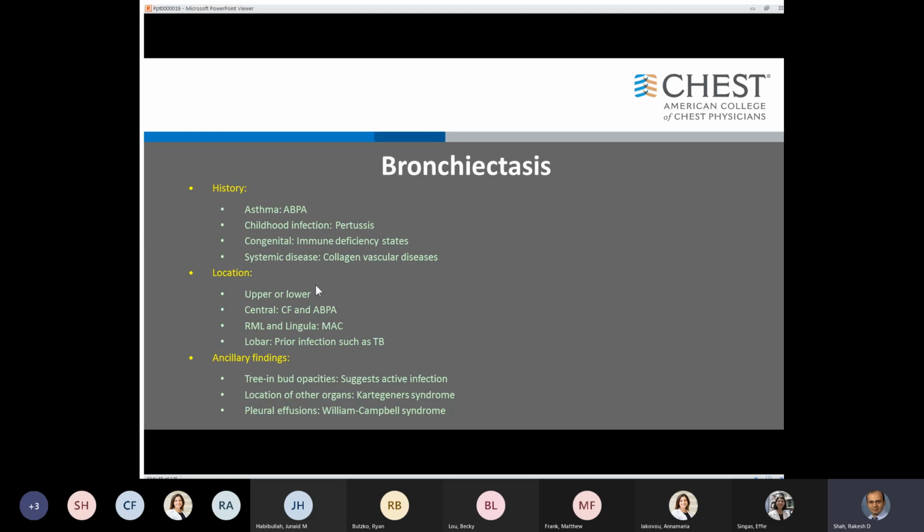And then, of course, when we review scans, we try to determine the distribution. Is the bronchiectasis in the upper lungs? Then maybe it is CF. If it is in the central regions, then we think about the two classic ones, CF and ABPA. If it's in the middle lobe and lingula, we tend to think maybe it is from MAC. And you look for ancillary findings to give you clues, and sometimes you have to do a lot of blood tests and or genetic studies to come up with the exact diagnosis.